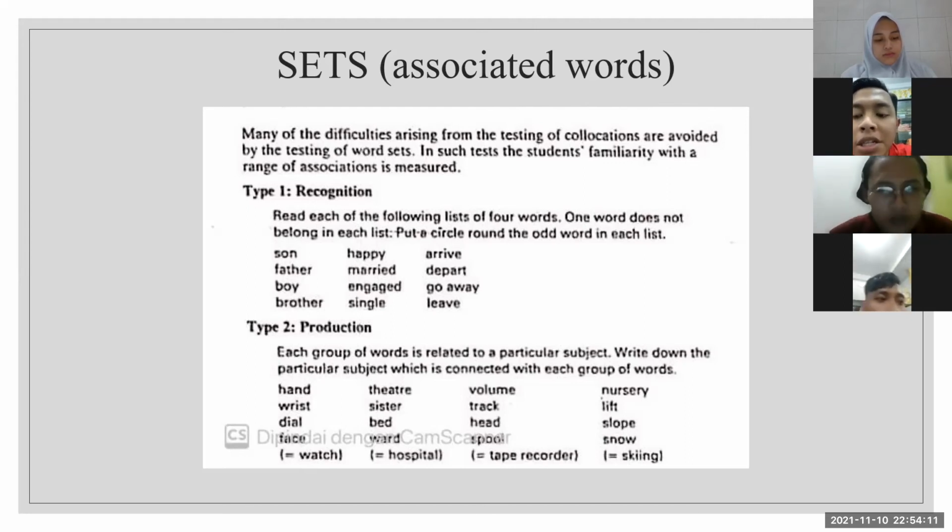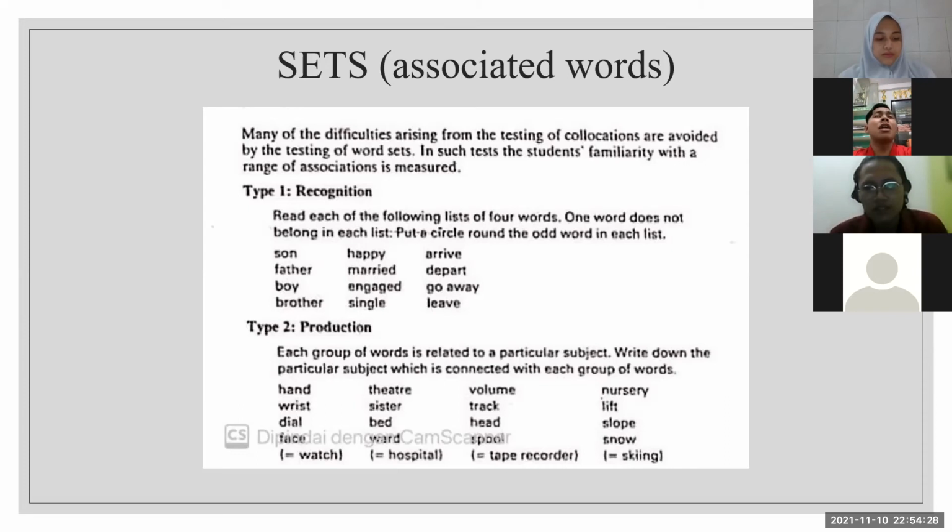The type one is recognition and the type two is production. When the student understands this, we really understand what they have learned. I think that's amazing, the recognition and production, with words like son, father, and brother. This is the following list of four words. One word doesn't belong in this list. And that is what is called associated words.